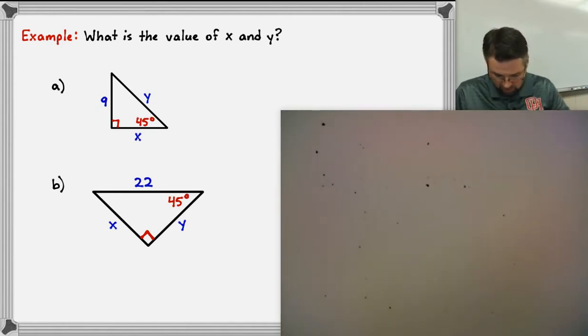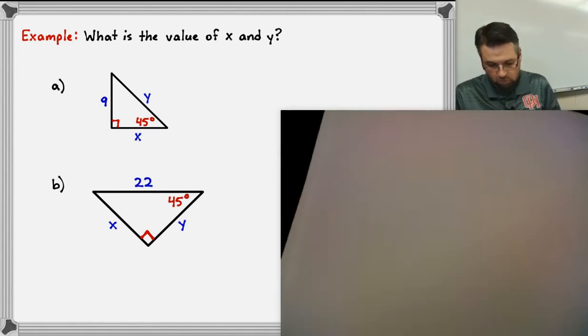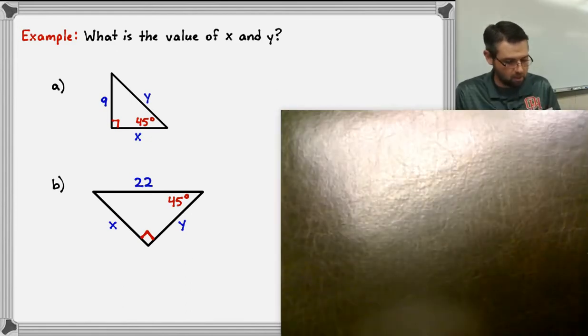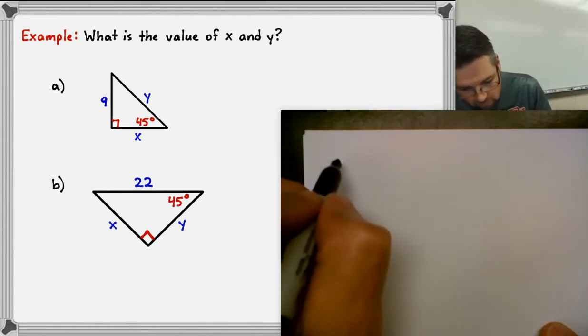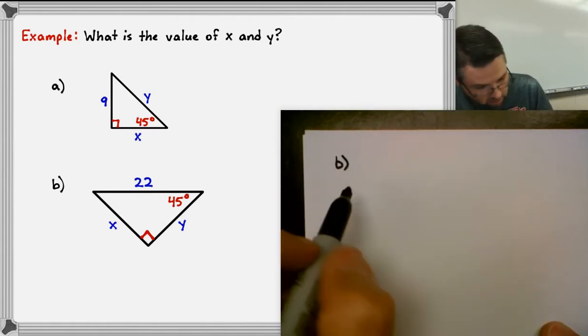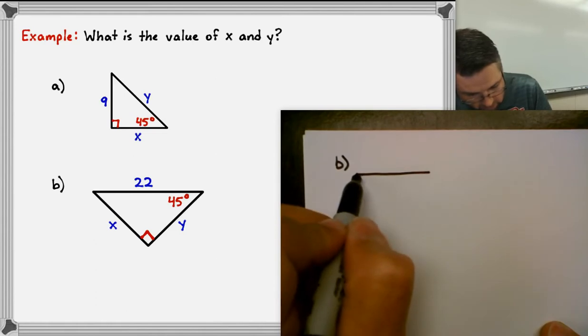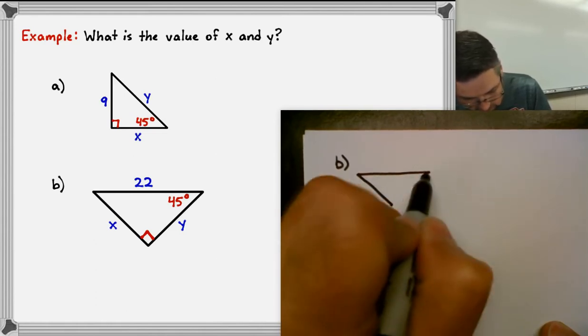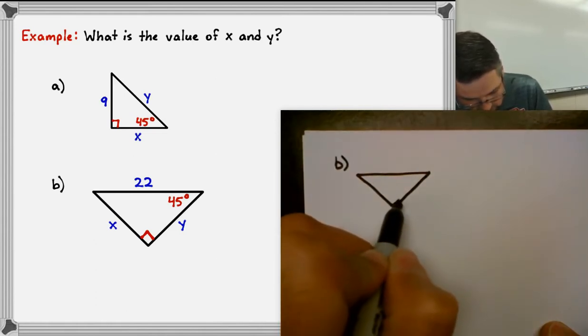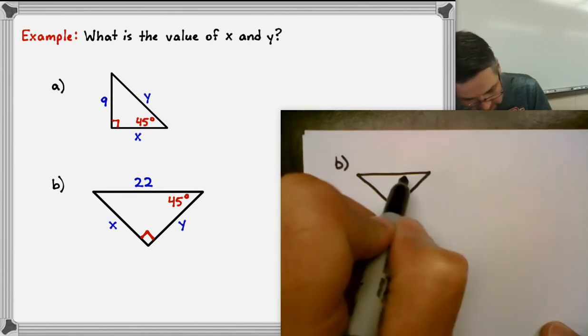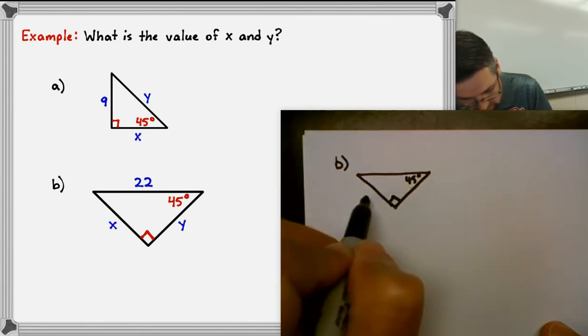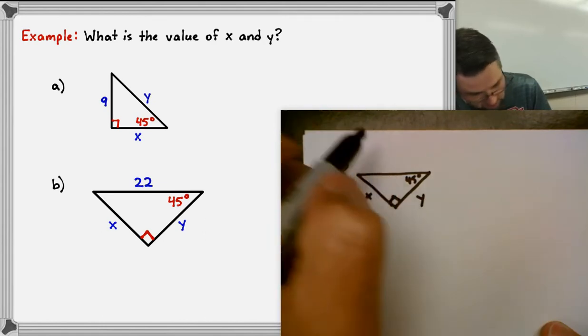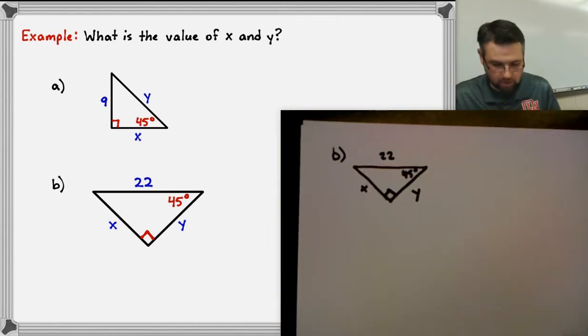All right, let's go ahead and take a look at another example, and then I'll have 2 practice problems for you to do. Okay, so for B, we have a right triangle that's sitting a little funky here. We've got the right angle there, the 45-degree angle there, and we've got X, Y, and 22.